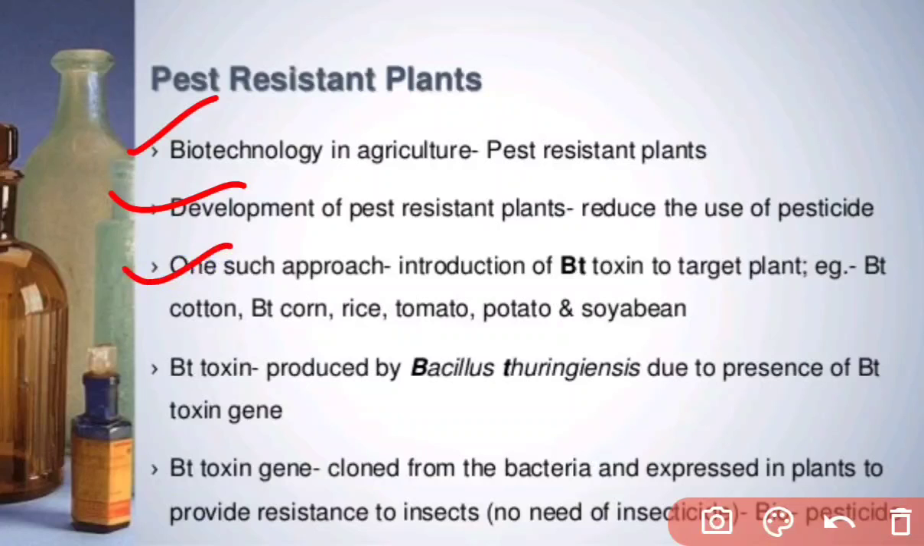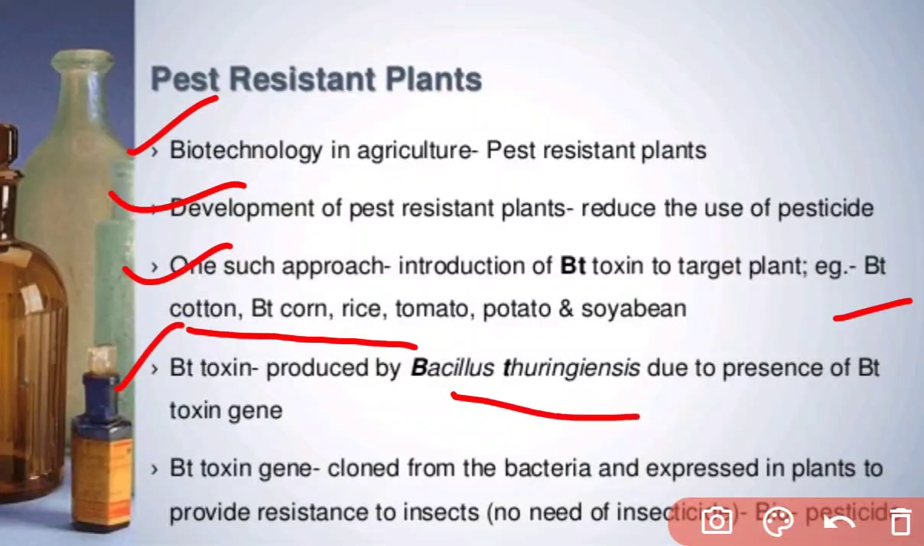Okay, BT examples: what are those? BT cotton, BT corn, rice, tomato, potato, soybean, etc. Why are we introducing this BT toxin gene in the target plant? That is the story now. BT toxin is produced by Bacillus thuringiensis due to the presence of the BT toxin gene. This toxin is produced by a bacterium called Bacillus thuringiensis, and inside this bacterium there is one gene, the BT toxin gene, that produces this BT toxin. Toxin means a substance which can create toxicity.